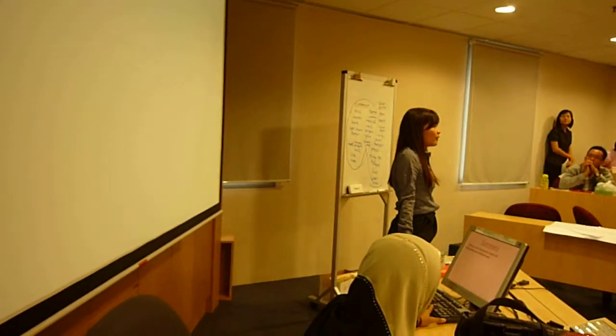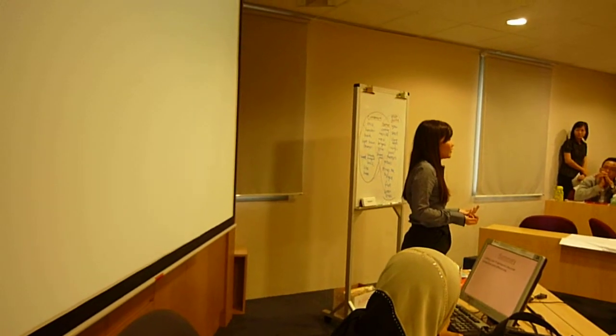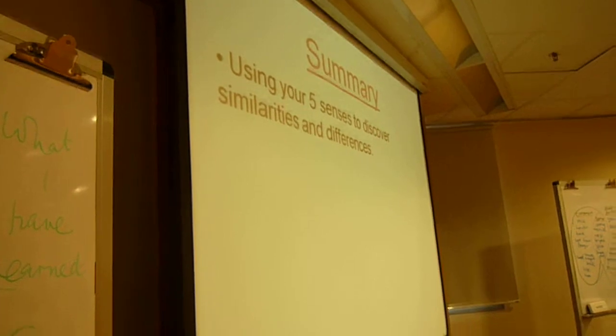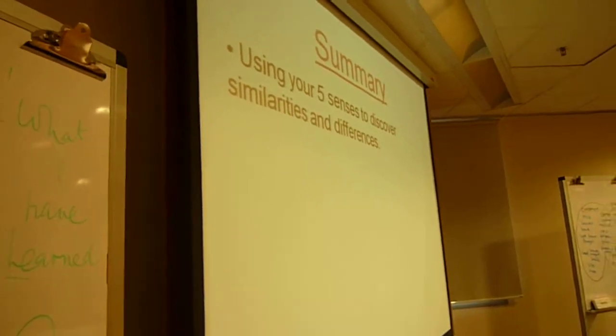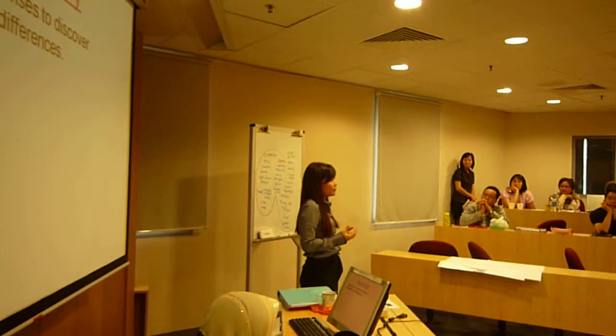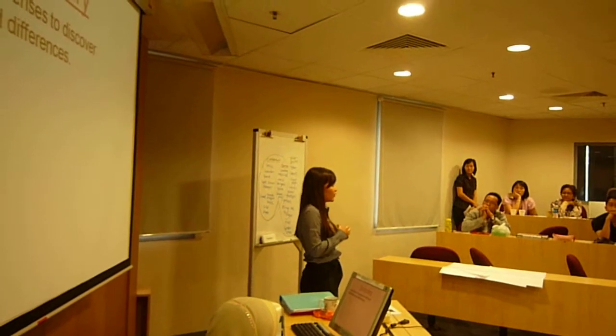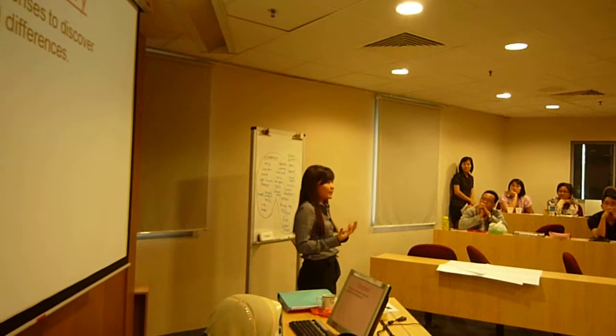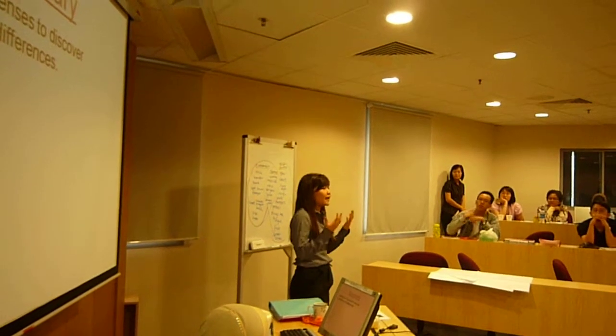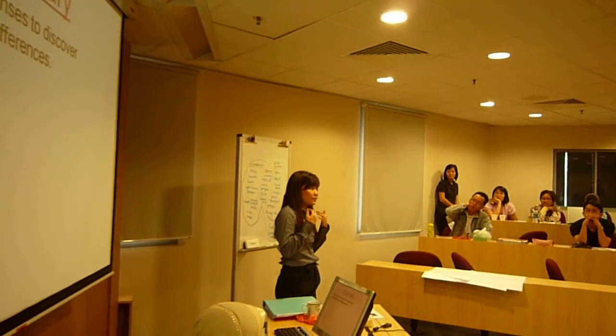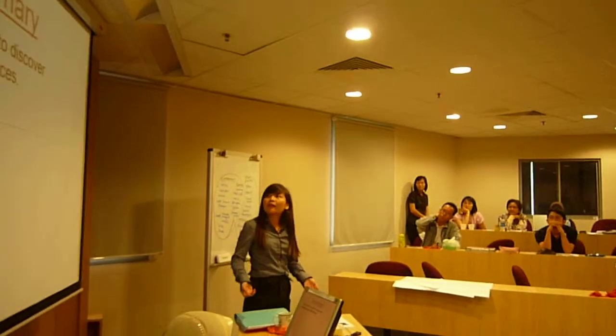So the summary is what we want to achieve in this experiment: to learn how to use your 5 senses to discover similarities and differences. Comparison is a very important skill in science. From primary 3 onwards or even earlier, you have to learn how to compare things. Through this experiment, we want to teach you how to use your 5 senses, your eyes, nose, mouth, ears, and touch, to compare.